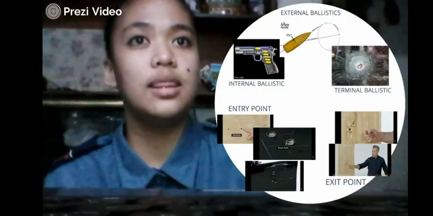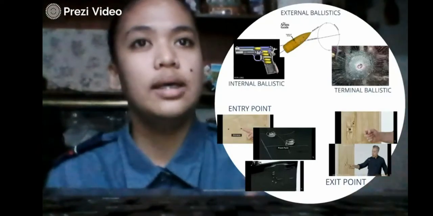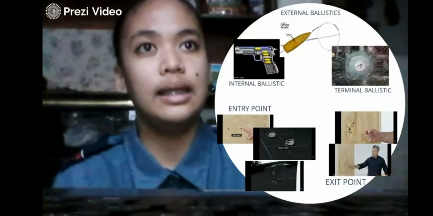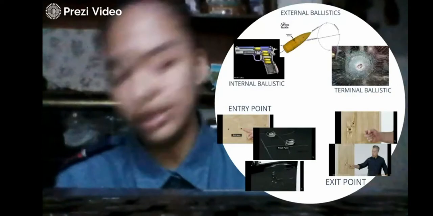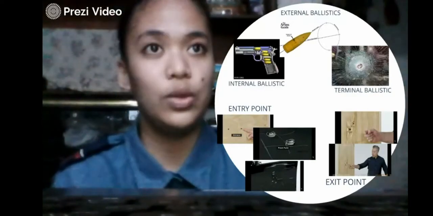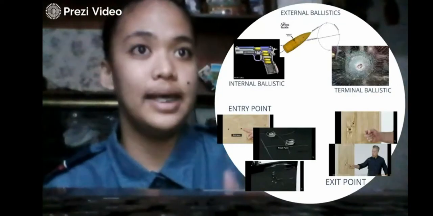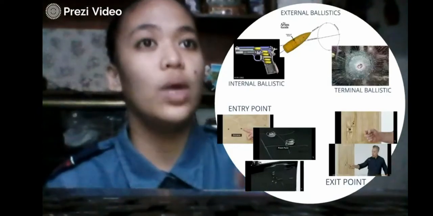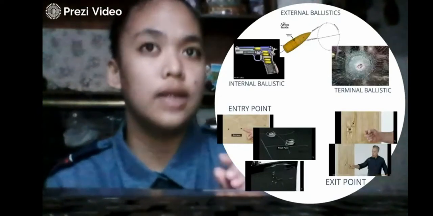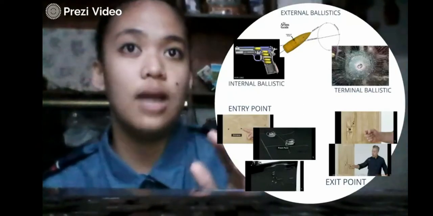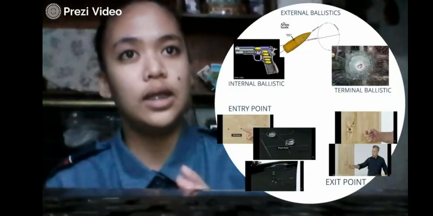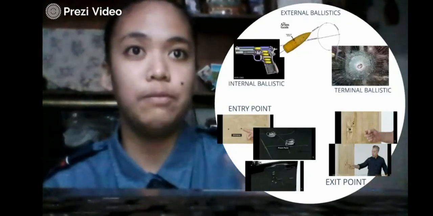So first, the internal ballistic. Internal ballistic is what happened inside the gun, and then the external ballistic is what happened to the bullet once it was fired by a gun, and the next one is the terminal ballistic, which is what happened to the object that was struck by a bullet. What happened to the target. And then the next one is identifying naman natin yung entry point to the exit point.